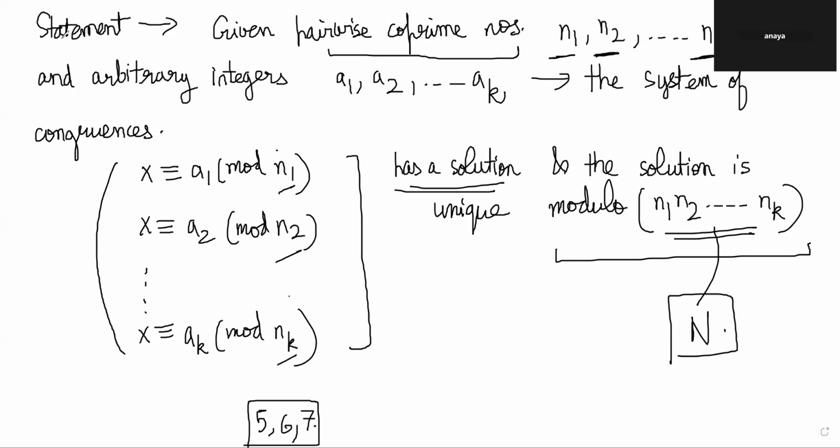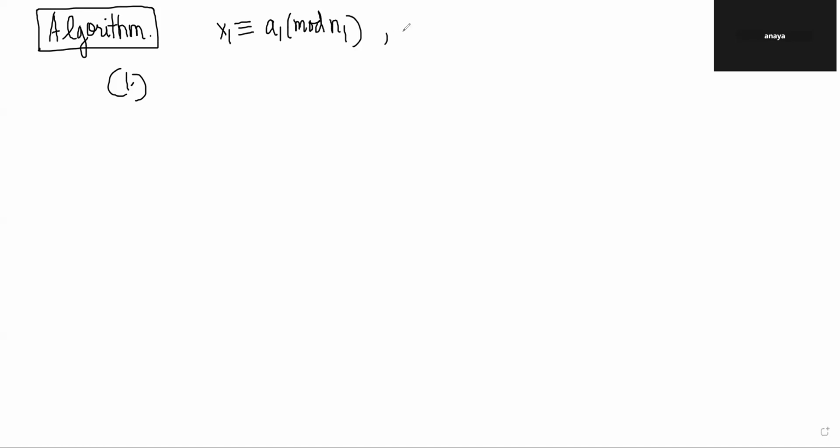What we'll outline is an algorithm that will do the same thing that we have been doing, but in a more systematic way, which doesn't require you to keep doing it one by one. So our question is the same. X1 is congruent to A1 mod N1. X2 is congruent to A2 mod N2. Like this, till Xk is congruent to Ak mod Nk. We have to solve this system.